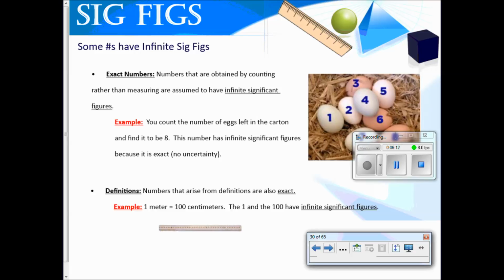We don't have to write 8.000000000, etc. We can just say it's 8. It has an infinite number of significant figures there. Okay. Numbers that arise from definitions are also exact. So when we say 1 meter equals 100 centimeters, that's exact. We don't have to write 1.00000, etc. out to 100.0000. We say those are exact. They have an infinite number as well.